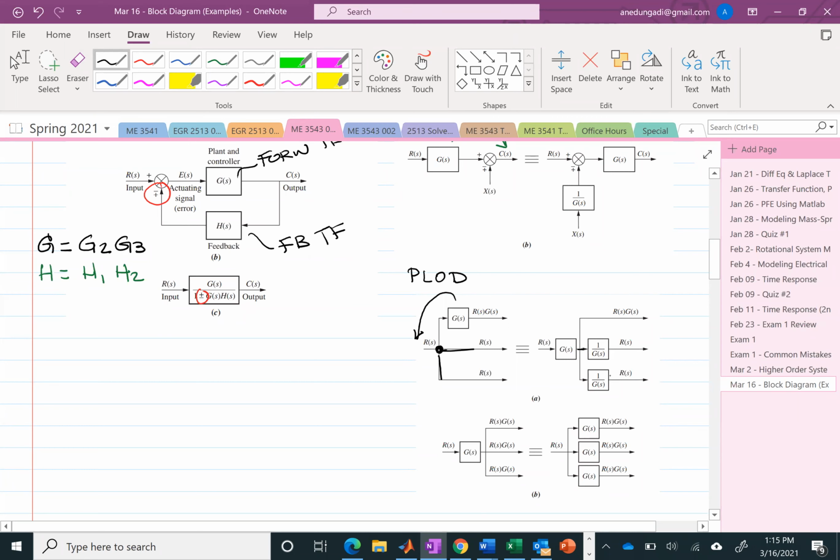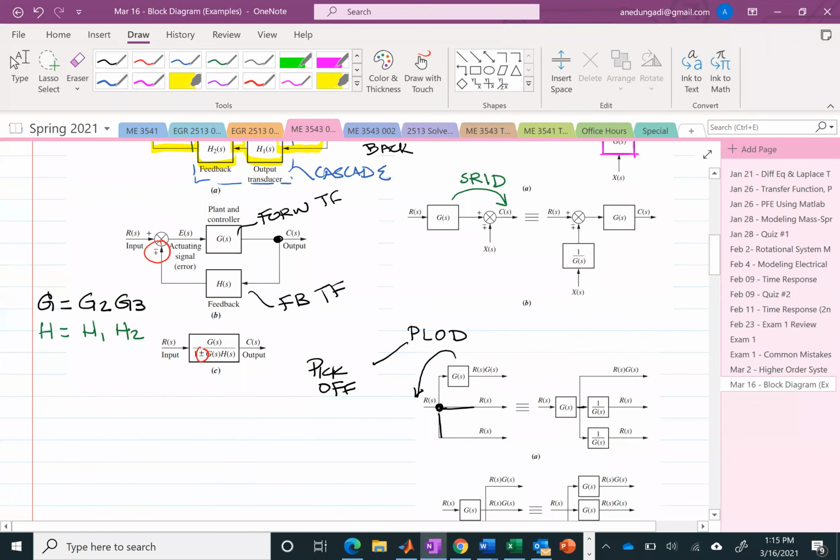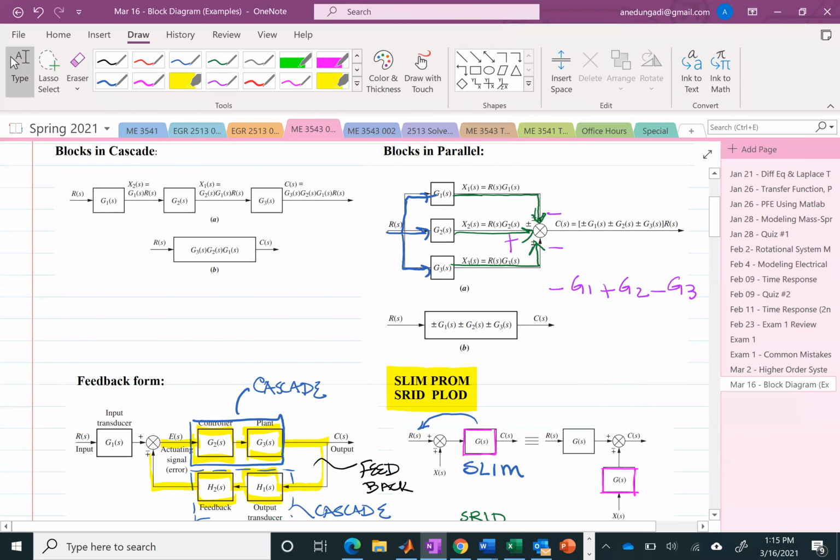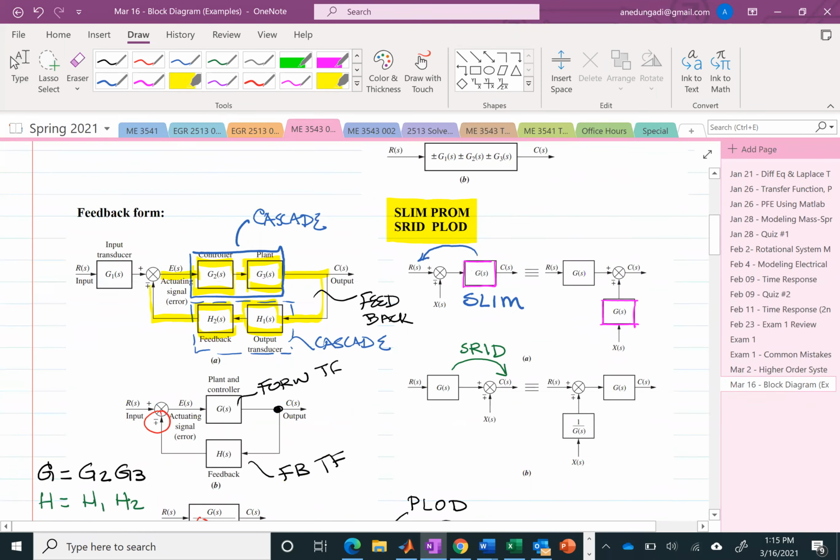Is that clear to everyone? What does P stand for? Oh, P is pickoff point. Just like S stands for summation, P is a pickoff point, and the pickoff point is basically any signal. So this is a pickoff point. This is a pickoff point. Okay. So is that clear to you, Veronica? Okay.